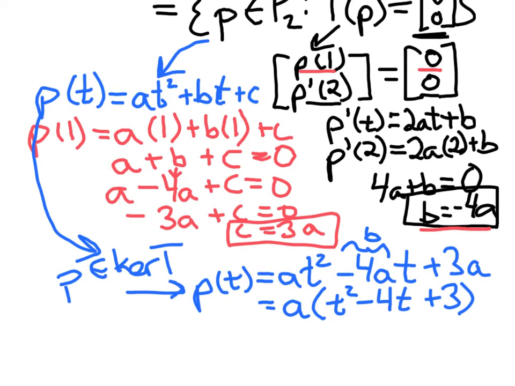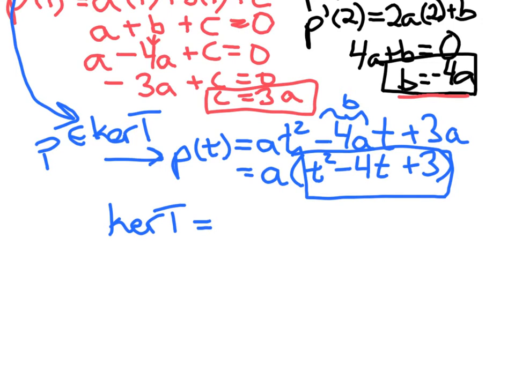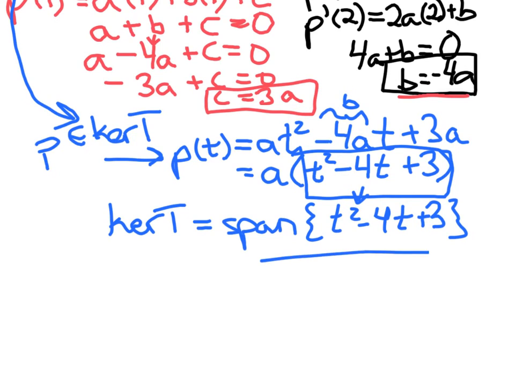But so now we know that the polynomials in the kernel here are just all the scalar multiples of this polynomial right here. So the kernel of T seems to be the span of this polynomial, t squared minus 4t plus 3. If it's in the kernel of T, we have determined that it's some scalar multiple of this polynomial. And so this is the q of t that the problem is asking for, this t squared minus 4t plus 3.